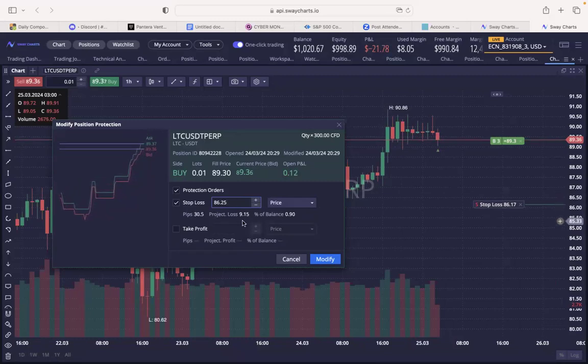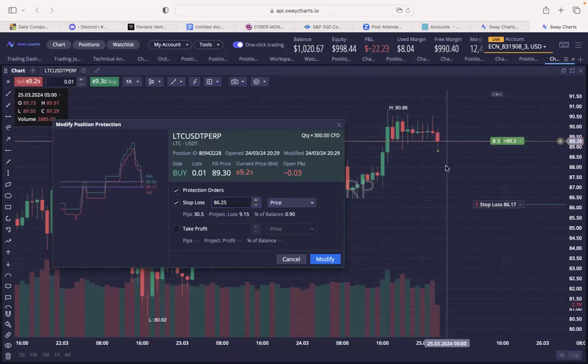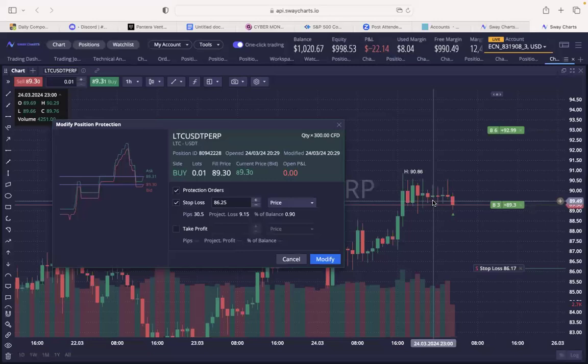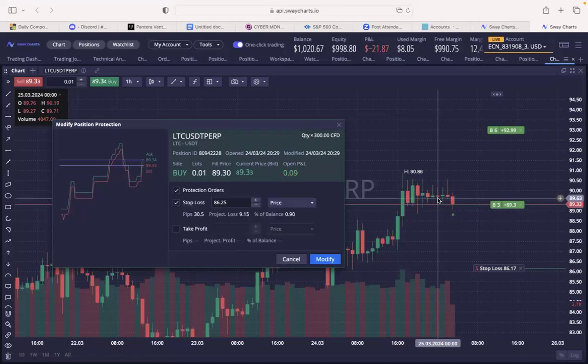86.25. Now my projected loss is $9.15. And I don't know if you guys were paying attention to the last live I had. I was explaining position sizing. I was like, whenever you're risking $9 or $10, you should be at least aiming to make 20 or 30 or more. That's the only way you can build your account up, right?